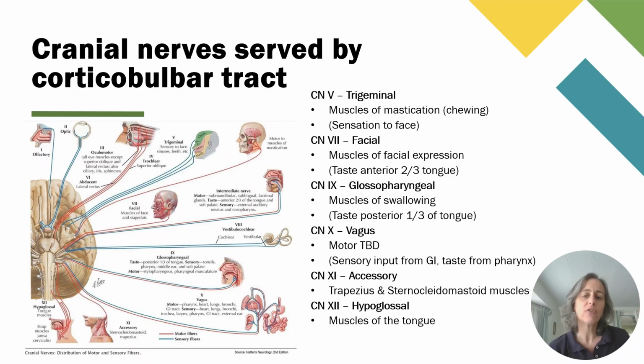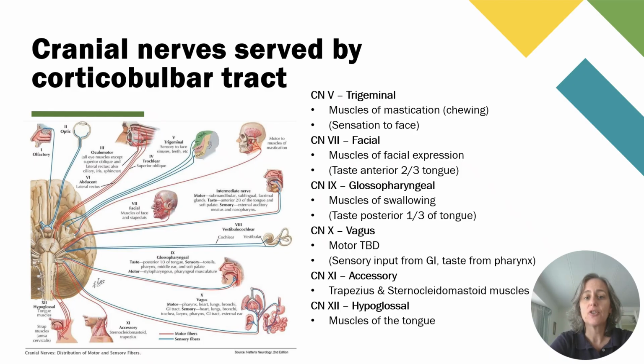So the ones involved with the eyes, so the oculomotor nerve that does lots of things in the eyes, both internally and some of the extraocular muscles, as well as the trochlear and the abducens that just do extraocular muscles, they don't travel through the corticobulbar tract. They're too far anterior in the brain, like, no. But the other cranial nerves that have motor function do.